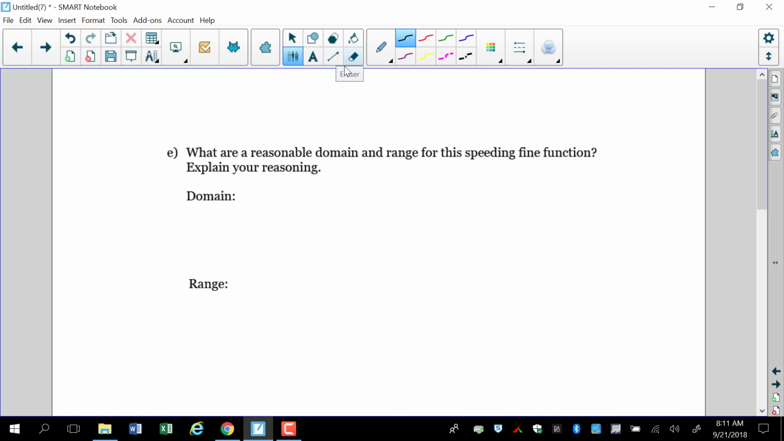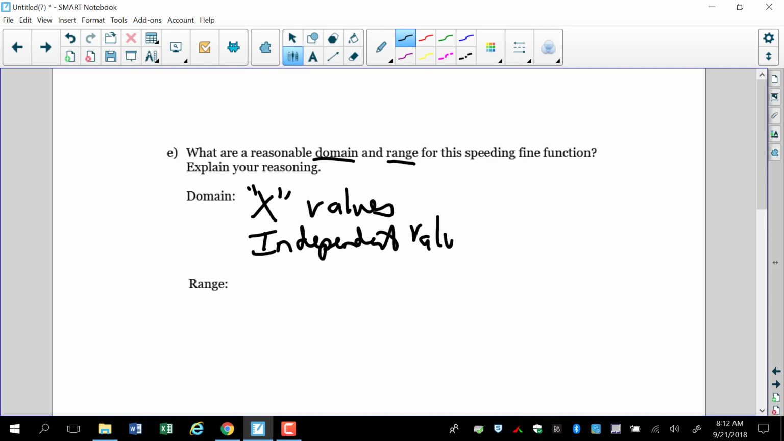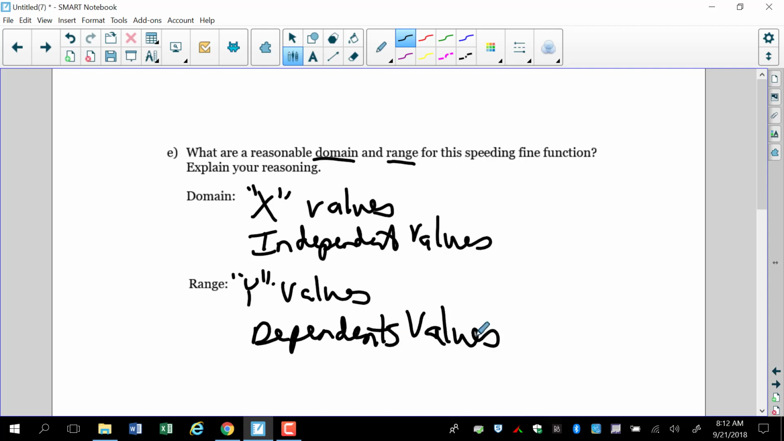If we look here, two other terms: domain and range. So the domain, these are your x values, or your independent values. And the range is your y values, or your dependent values. The idea behind this is that our independent values are the speed, and the dependent values are the fine. So what are some reasonable speeds for the fine? Well, it has to be going over 70 miles an hour. So I would say from 70, and I'll use the open parenthesis, from 70 all the way up to, I don't know, a reasonable speed, maybe 120 miles per hour.